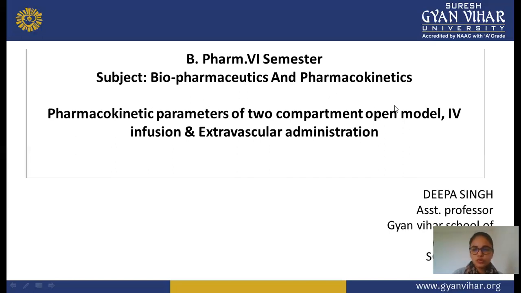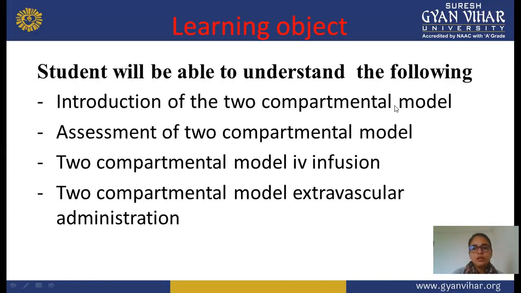Before starting this topic, you should know some learning objectives. We should know the introduction of the two compartmental model, what a two compartmental model is, and the complete description of it. Because in the previous unit we already covered the one compartmental model, you should know the difference between the one compartmental and two compartmental model. Next is assessment of the two compartmental model, meaning some assessment parameters and how to perform this assessment, as well as the two compartmental model with IV infusion, meaning what IV infusion is and how you calculate the parameters when the drug is given by the IV infusion route.